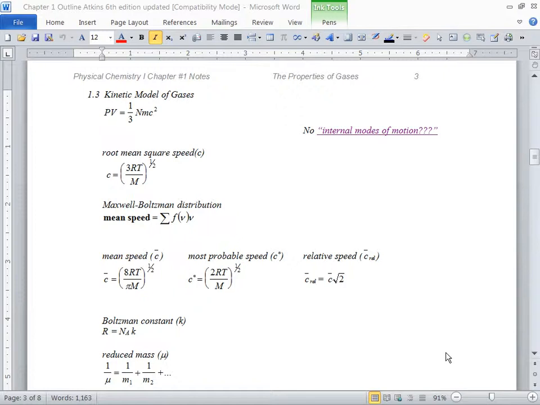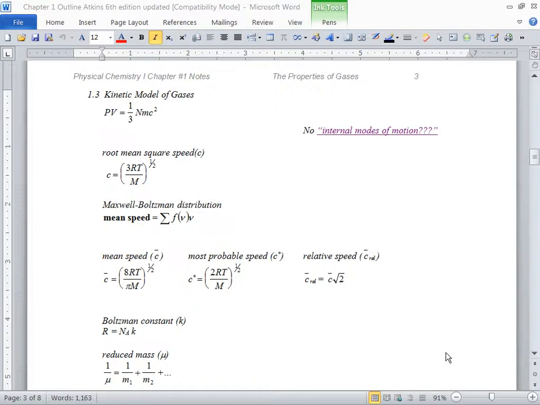The kinetic model of gases. Now what are these atoms or molecules? Can you be a little more specific? Really, really hard balls, spheres, whatever you want to call it, but very, very hard, rigid, right? Can this stuff bend? No. Can this stuff break? No.